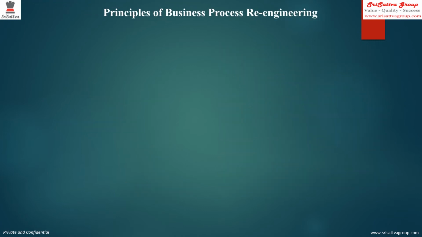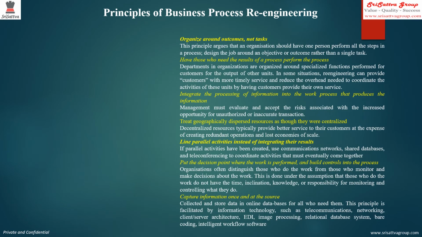Principles of business process reengineering. Organize around outcomes, not tasks. This principle argues that an organization should have one person perform all the steps in a process, designing the job around an objective or outcome rather than a single task.